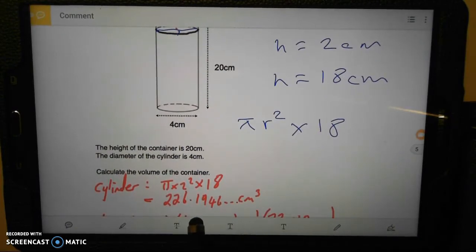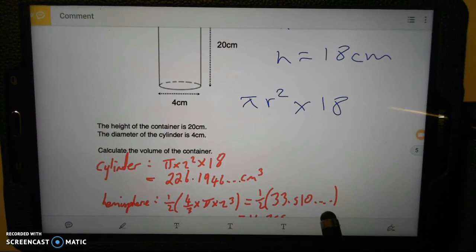226.1946 centimeters cubed. Now we've left so many digits after the decimal because we do not really want to round too much at this stage. Otherwise our final answer will not be accurate. Ideally you just leave it in your calculator and add it later. But if you don't know how to do that just yet, leave as many decimal places as you can in your answer at this stage.